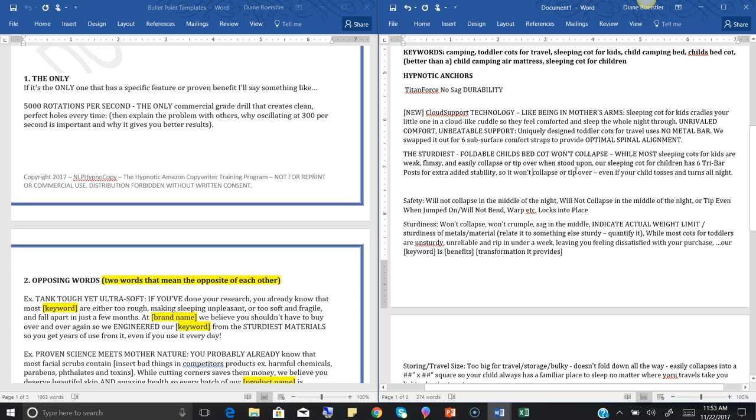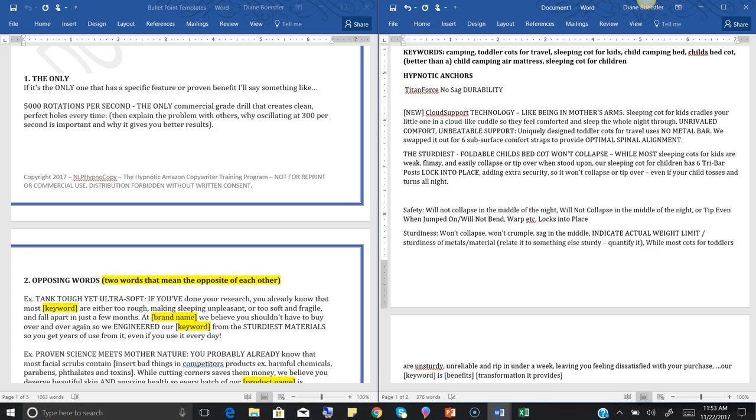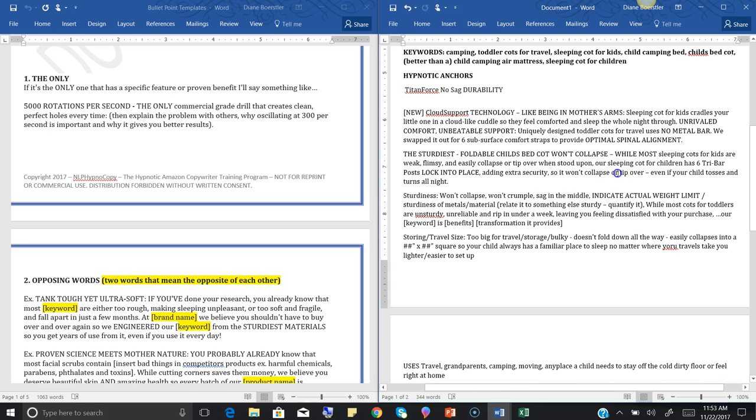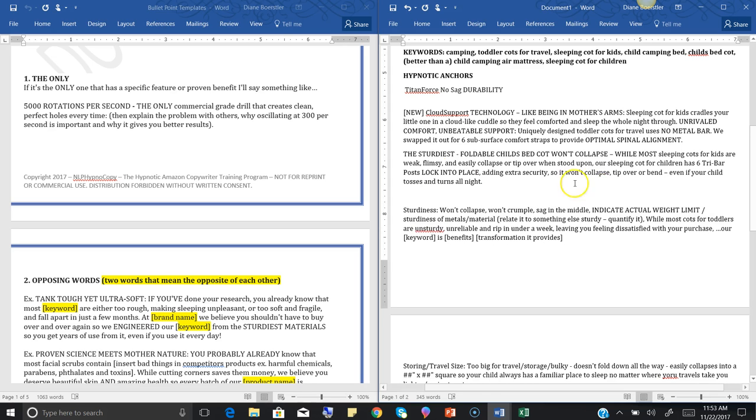Okay, so let's see here. We also need to mention jumped on, let bend, warp, locks into place. Post, add, lock into place, adding extra security so it won't collapse or bend, even if your child tosses and turns all night. Or even if your child jumps on it. I don't want to make the claim about a child jumping on it. So it won't collapse or bend, even if your child tosses and turns all night.